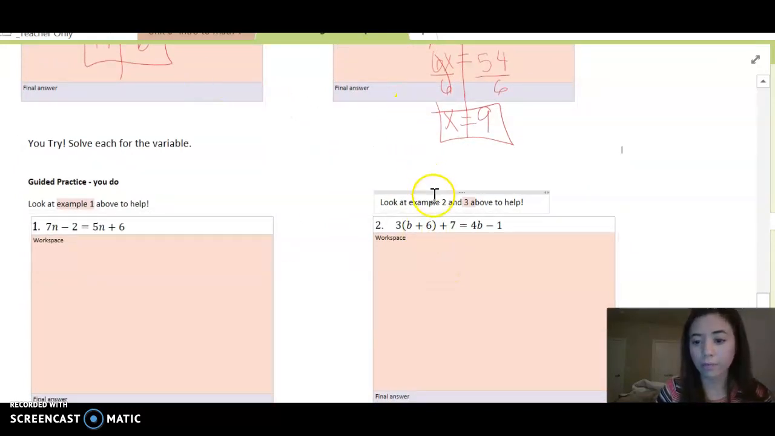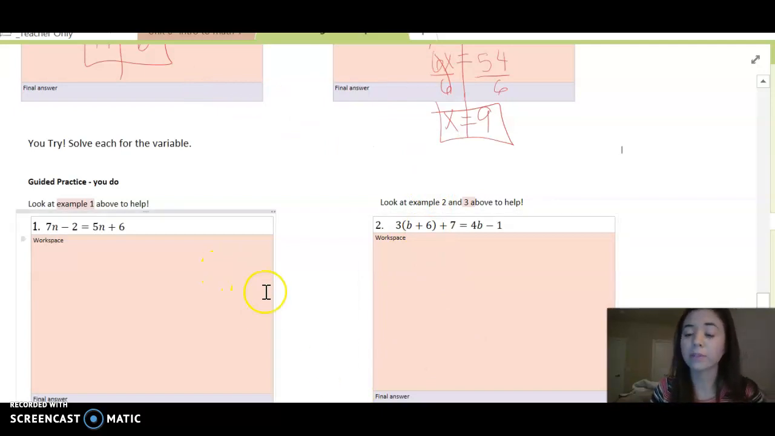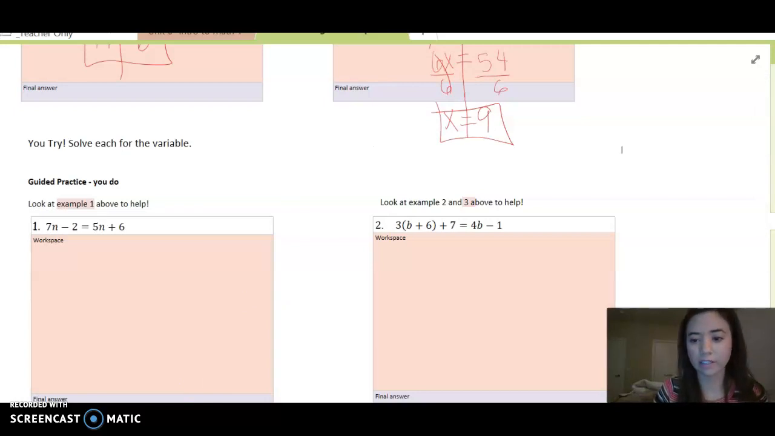Look at those to help you. If you get stuck, unpause me to help you get started, but then pause me again to try and finish. All right, see you in a second.